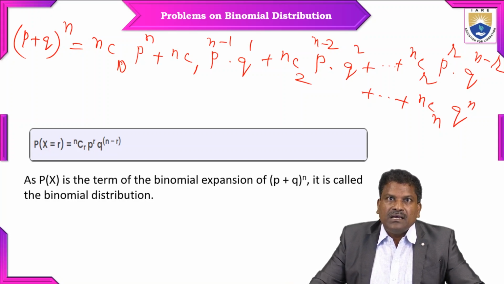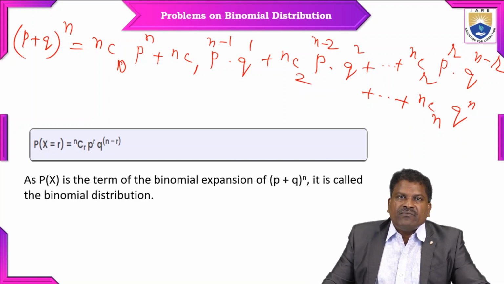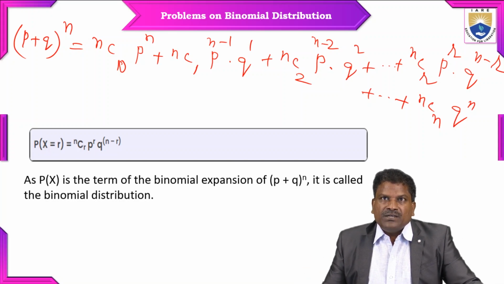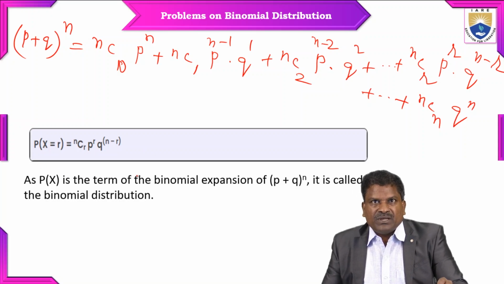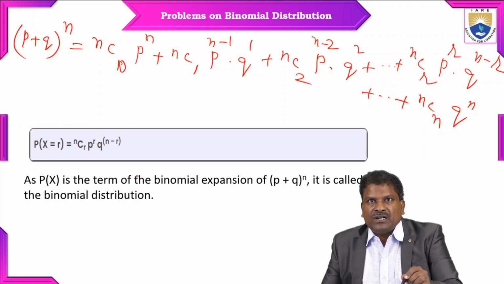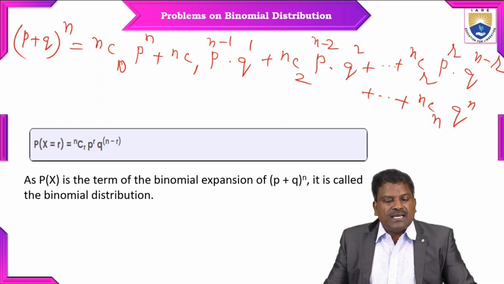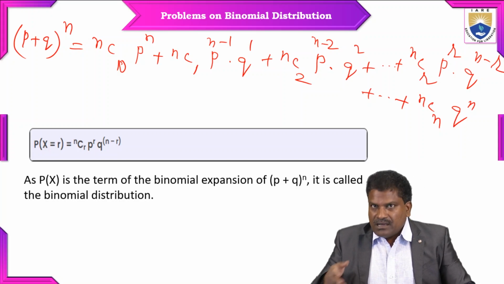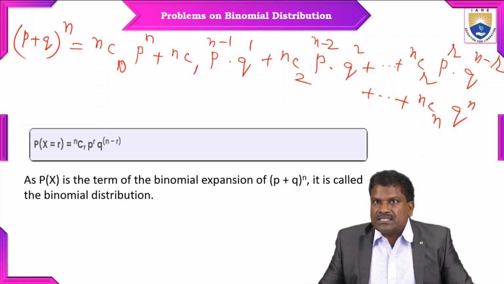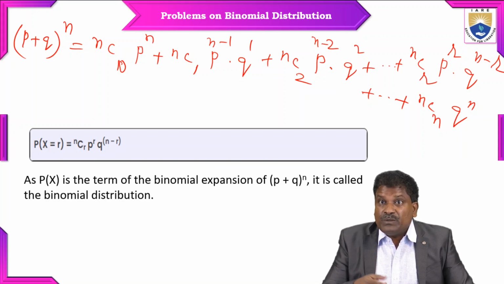The same formula we are representing here as P of x equal to nCr p to the power r into q to the power n minus r. Generally, it depicts the general term. If we give r equal to 0, 1, 2, 3, 4, then this expansion comes. So P of x is the term of the binomial expansion, the general term of (p plus q) to the power n.